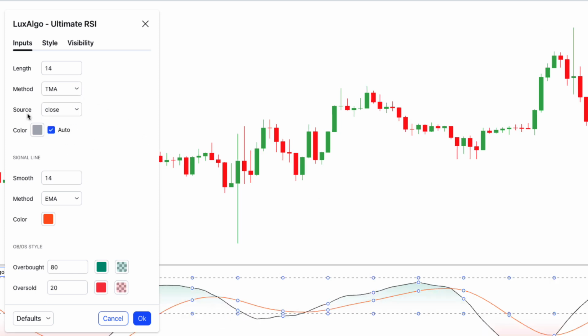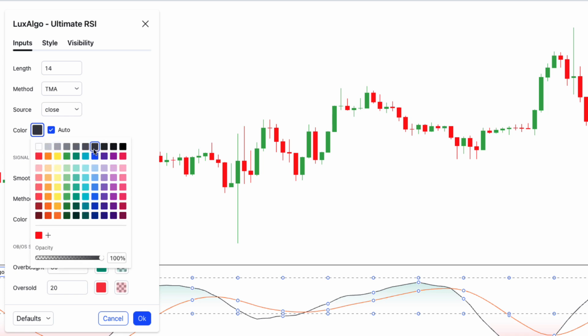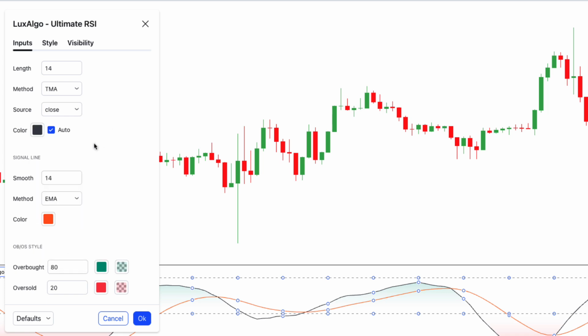Moving on to the source. It basically dictates the variety of price data that fits into the calculations. Our choice here is the close price. Following this, you have the flexibility to alter the color of the Ultimate RSI line as per your preference.